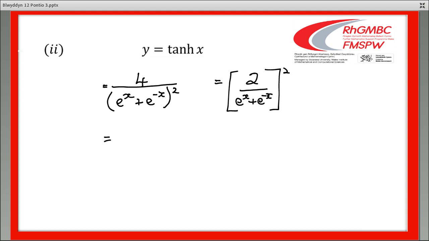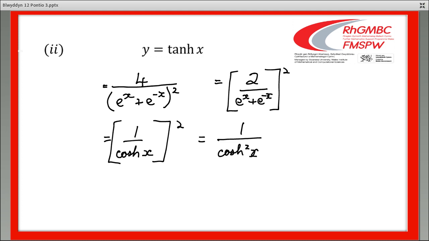Now, that is actually 1 over cosh x, all squared, which is 1 over cosh squared x, and 1 over cosh squared is, it's almost like sec, but again we put an h on the end to indicate it's hyperbolic, and that becomes, and I pronounce it sesh squared x.